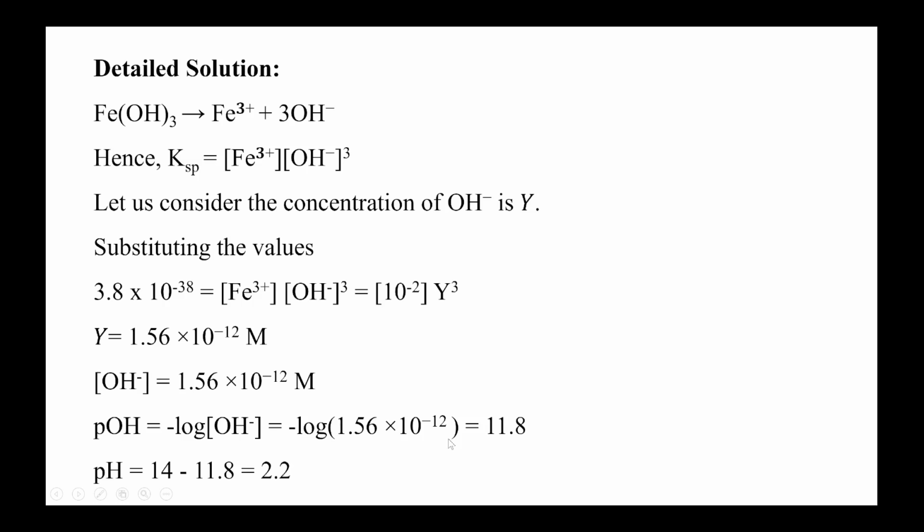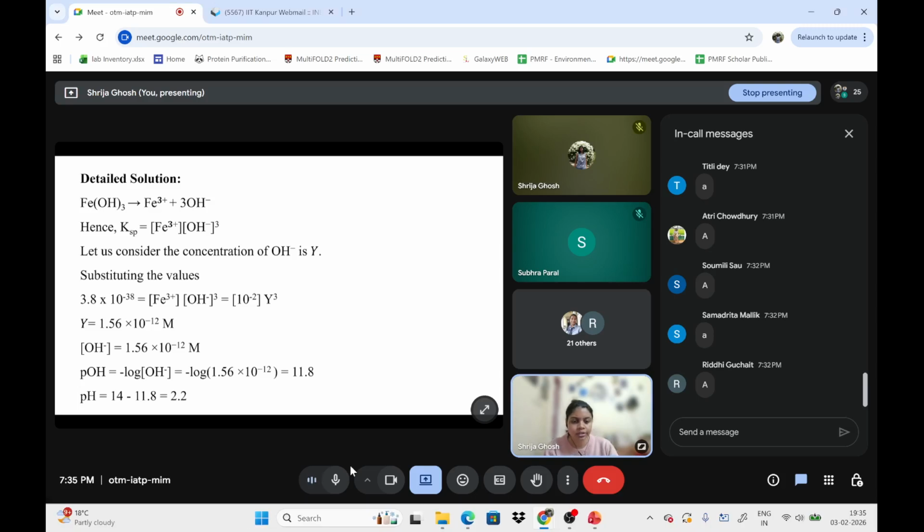If you haven't attended that session, I would request you to go back and look into that session first. You should know this by now. So you have the pOH value. From that you get the pH value of 2.2, which most of you answered correctly. So well done. The others who haven't answered, I hope this is clear. If it is not clear, or if there's any doubt, please let me know. I'll try to help you out.